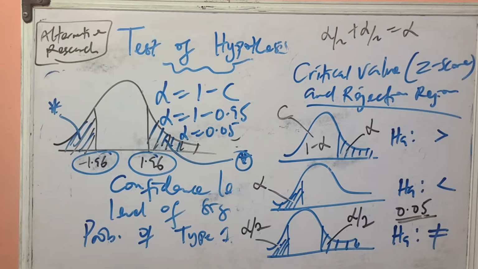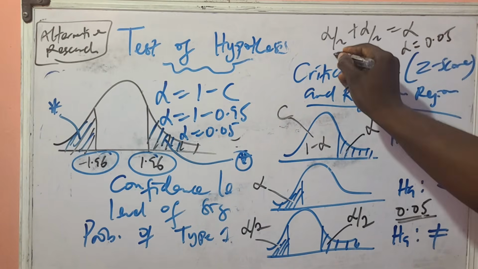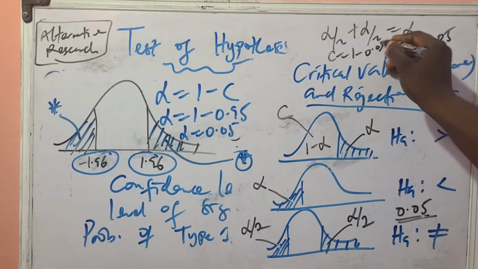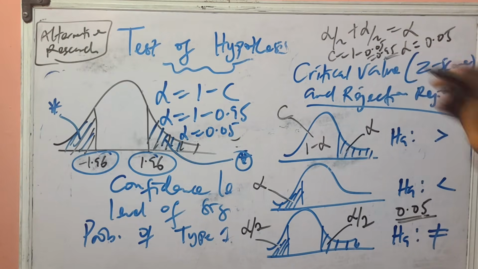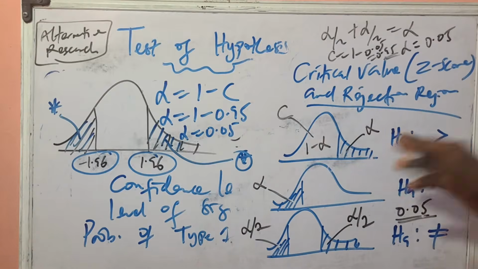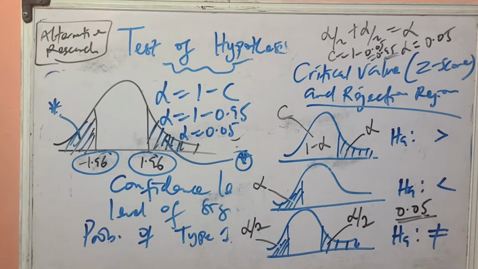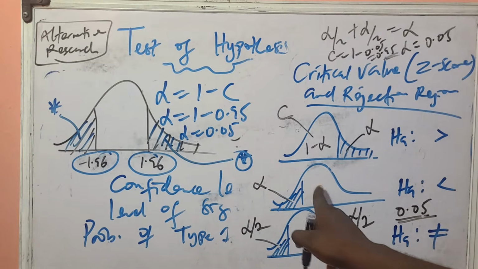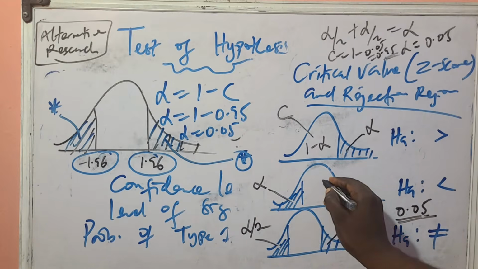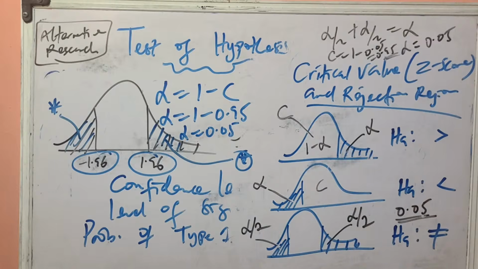You know that already. If they give you 0.05 as your alpha, of course, you know that your C will be 1 minus 0.05, which will be 0.95. So obviously, your C is 1 minus alpha. So note this very important thing. If your alpha is here, that means this place is your C, or your 1 minus alpha, anyhow you want to see it. The acceptance region here will still be C. So we can conclude that the area of the acceptance region is C.